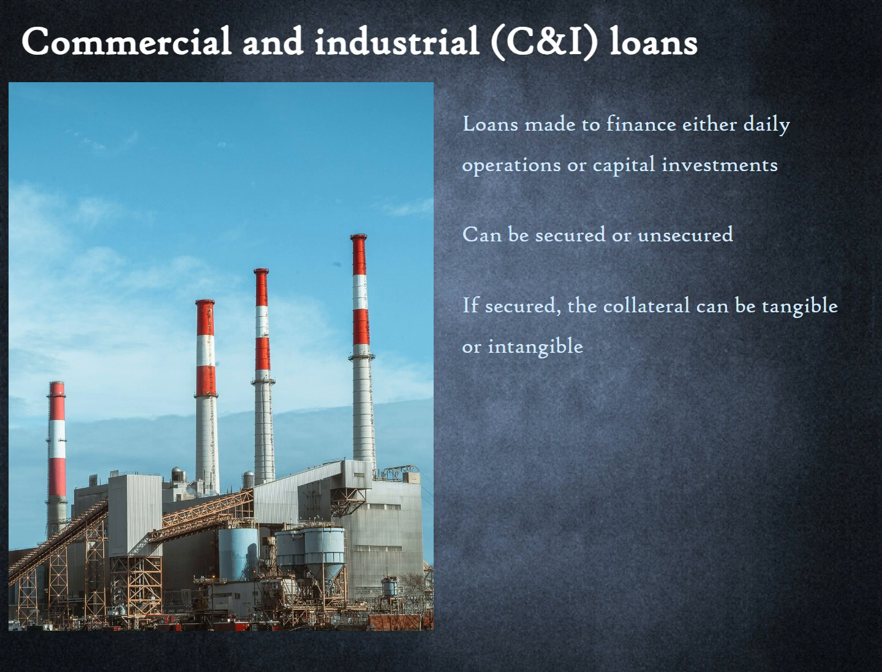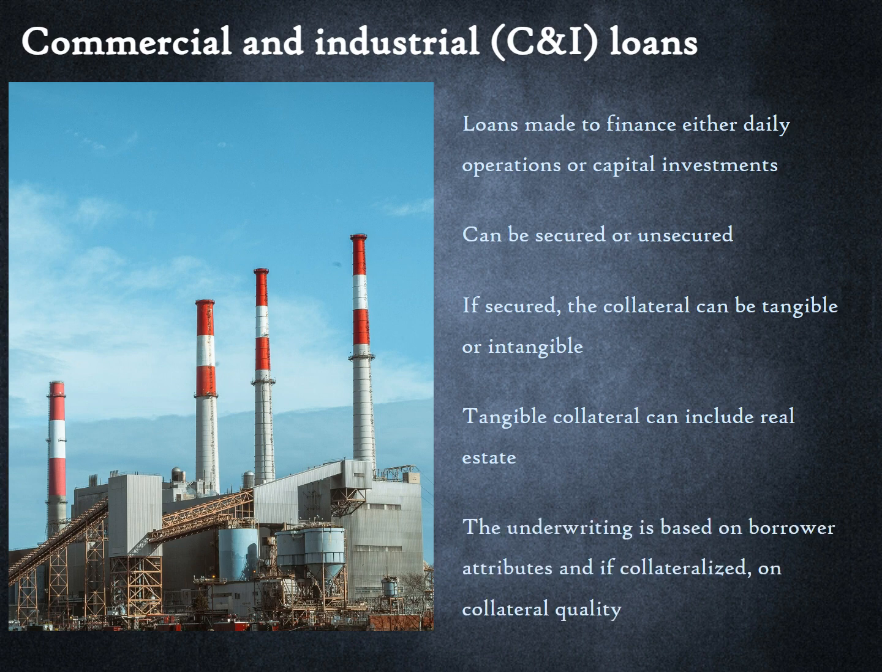For a secured C&I loan, the collateral could also be real estate. The similarity with a CRE loan is that the property is serving as collateral for the loan, but the difference is that the proceeds of the loan are not financing the property purchase. The underwriting is based on borrower attributes, but if collateralized, there is greater emphasis on assessing collateral quality.